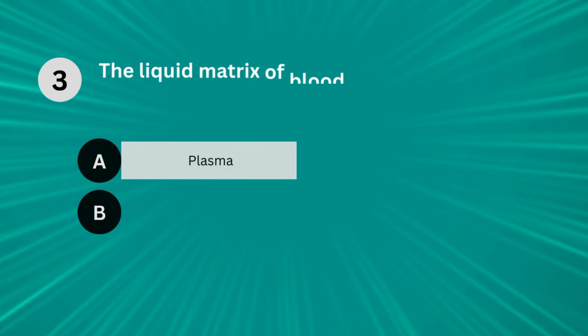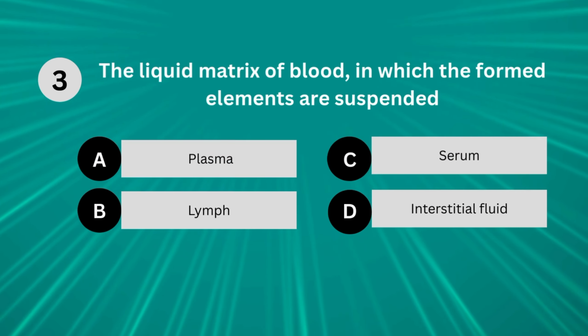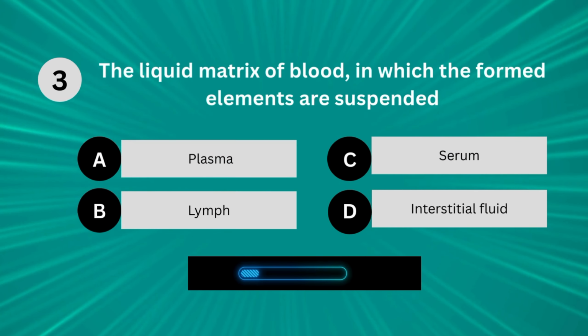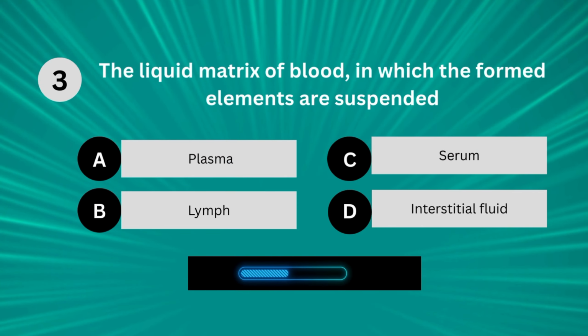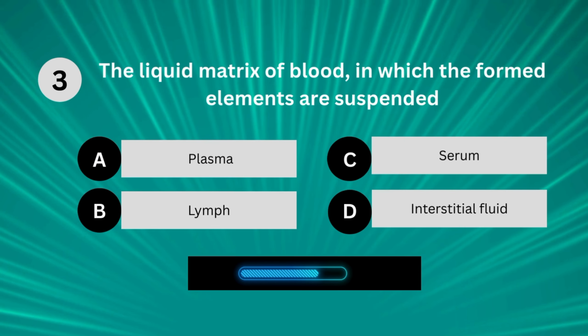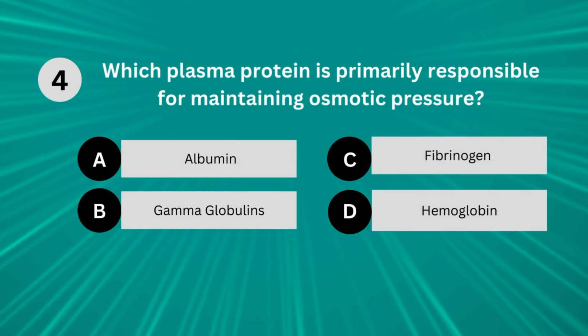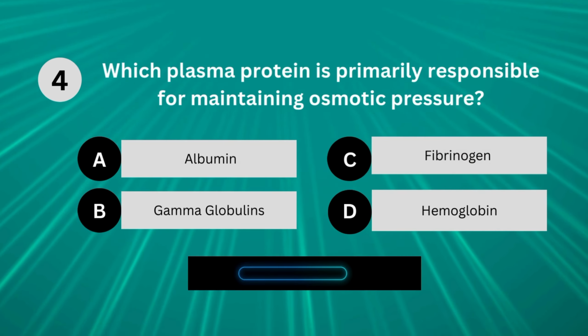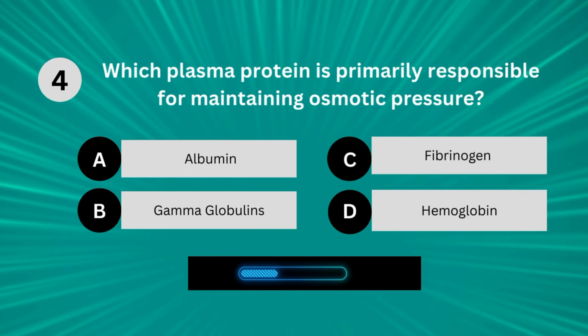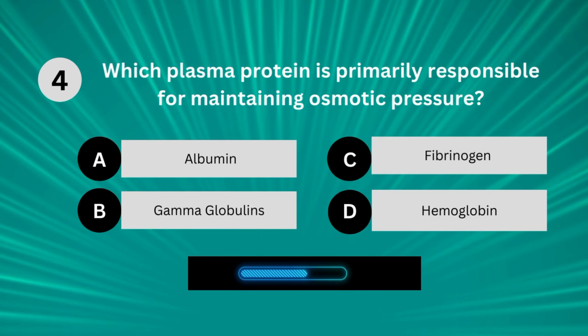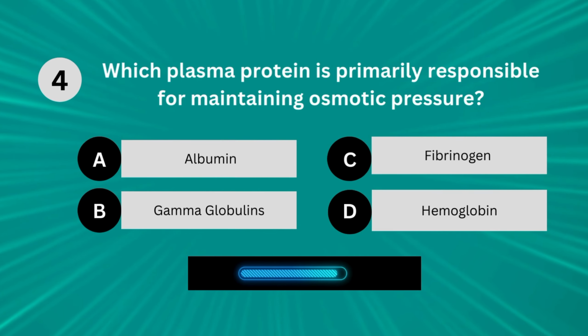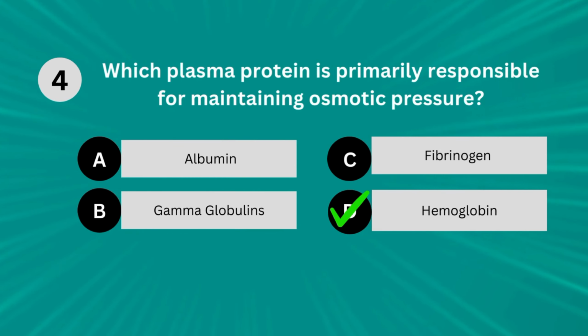The liquid matrix of blood in which the formed elements are suspended interstitial fluid. Which plasma protein is primarily responsible for maintaining osmotic pressure? Hemoglobin.